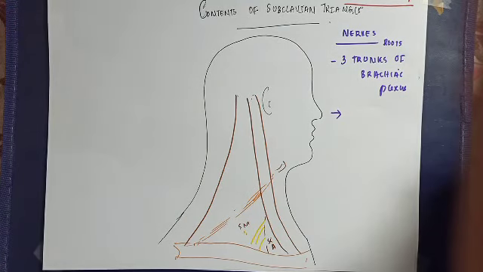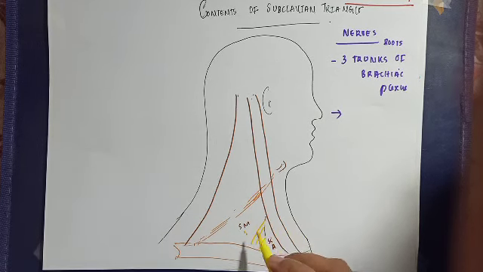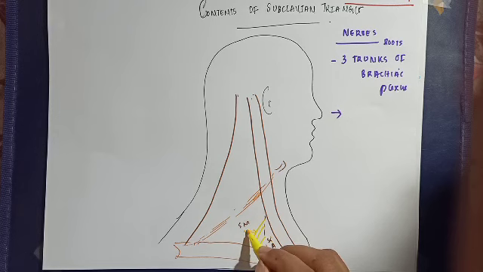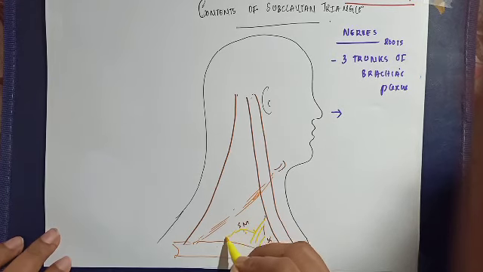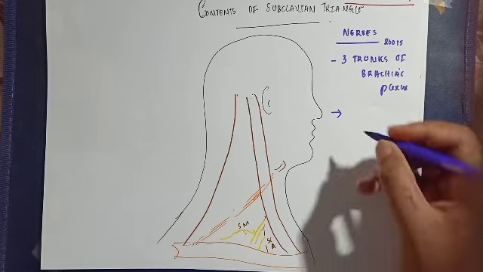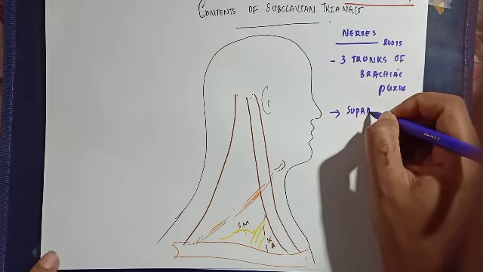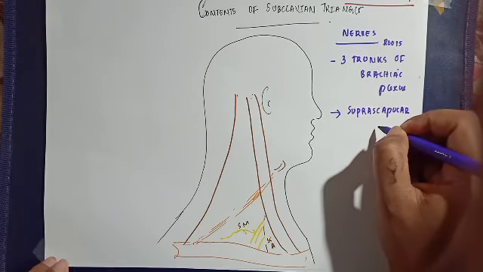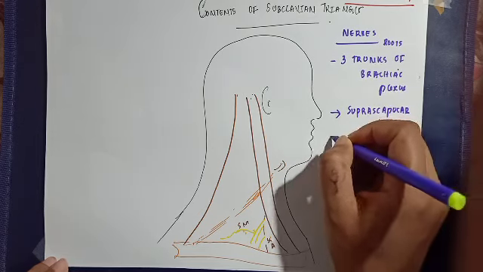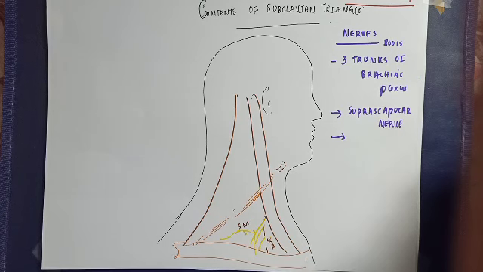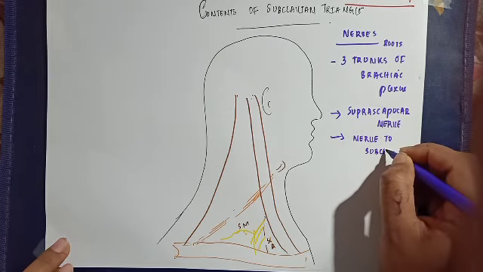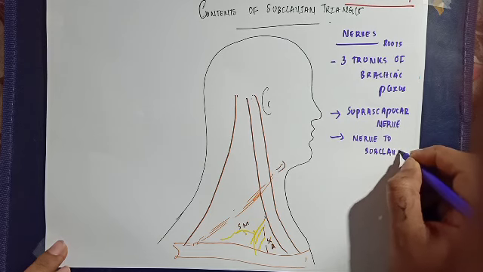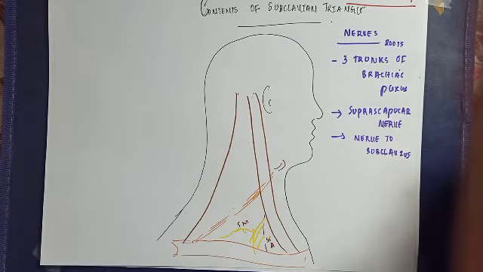Now from the upper trunk of the brachial plexus you have a nerve, the suprascapular nerve. The suprascapular nerve, which is a branch of the upper trunk of the brachial plexus, is also a content of this triangle. And from the upper trunk you have another nerve, the nerve to subclavius. It passes downwards like this. It is also a content. So here the nerves related to the brachial plexus are the roots and three trunks of the brachial plexus, the suprascapular nerve, and the nerve to subclavius.